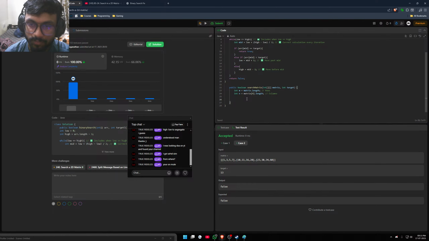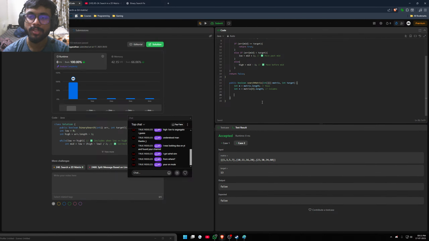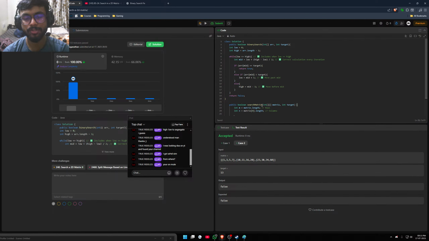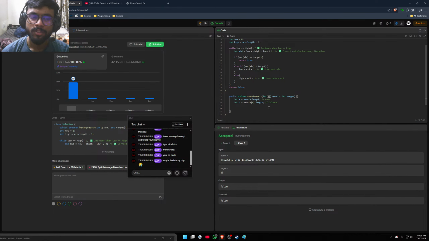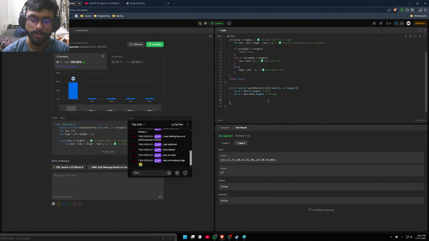So yeah, let me start. M is the number of rows and N is the number of columns, and we just have to flatten the 2D array into an n cross m one-dimensional array, and we just put it through the binary search. Okay, so let's try to do this. So how do I flatten?